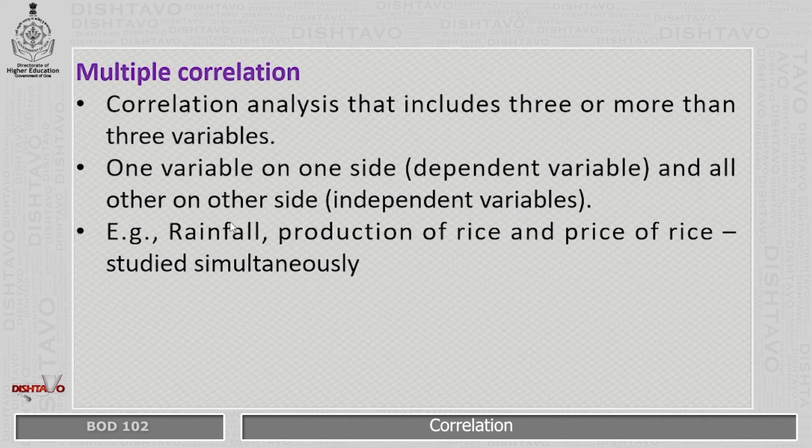Multiple correlation includes three or more than three variables. One variable on one side, which is the dependent variable, and all the others on the other side, which are independent variables. An example is rainfall, production of rice and price of rice, which are studied simultaneously.